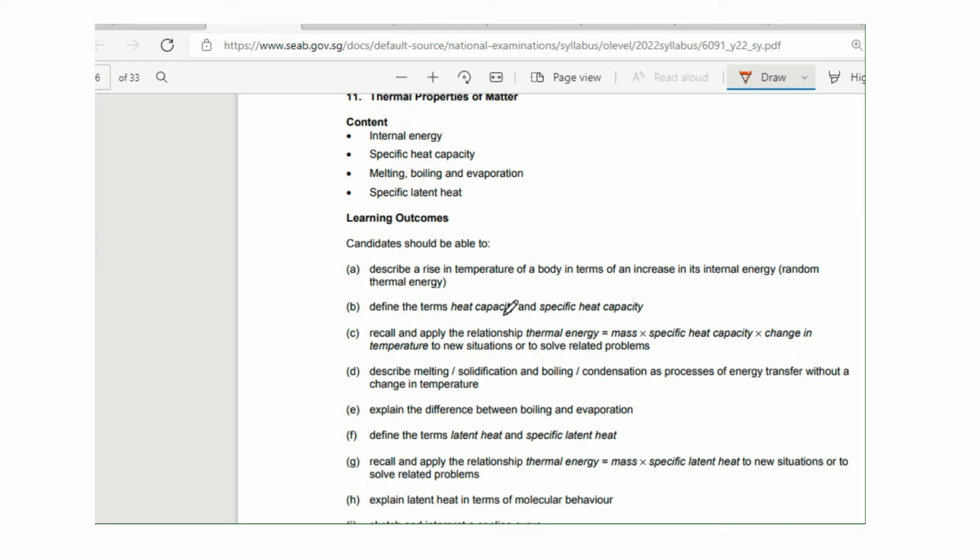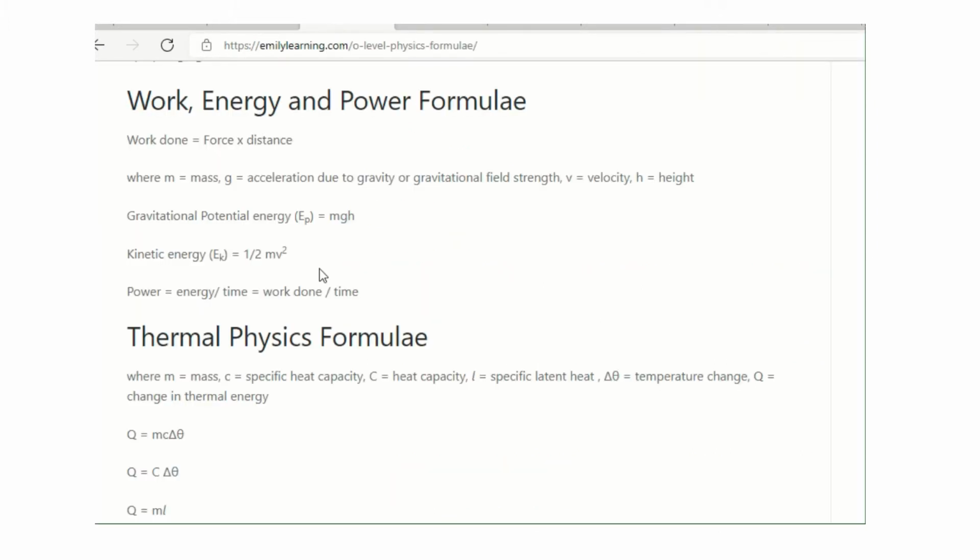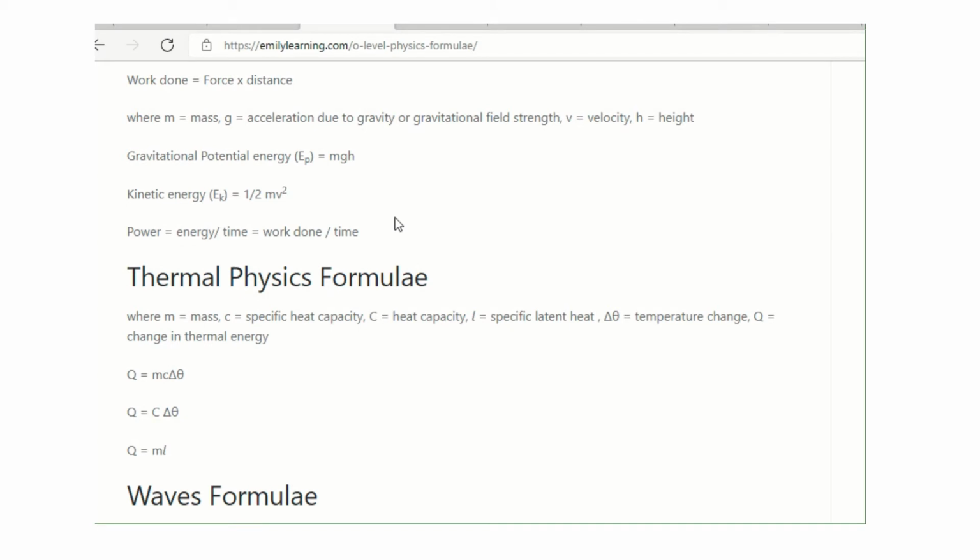Then next, recall and apply the relationship thermal energy equals to mass times specific heat capacity times change in temperature. So basically, Q equals to mc delta theta. So for the formulas that you need to know for this chapter, I've also summarized them here. So I also provide a link in the description below. So if you are interested to have the list of the formulas you need for O-level physics, do check out the link below.